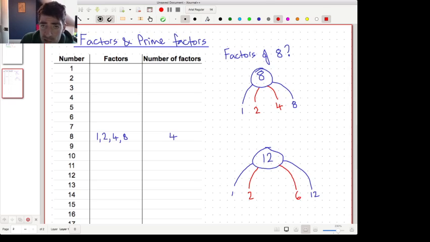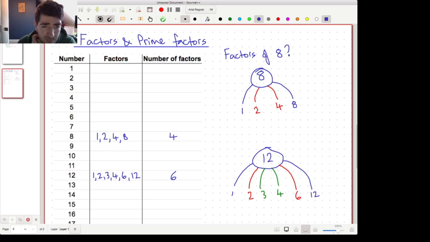Are there any other factors? Well, 12 can also be divided by 3 without remainder. So 3 is a factor, and 12 divided by 3 is 4. So 4 is a factor. And if we just check 1, 2, 3, 4, 5, 12 cannot be divided by 5 without remainder, nor can it be divided by 7, 8, 9, 10 or 11. So we found them all. For 12 we've got 1, 2, 3, 4, 6 and 12. 12 has quite a lot of factors. It has 6 factors.